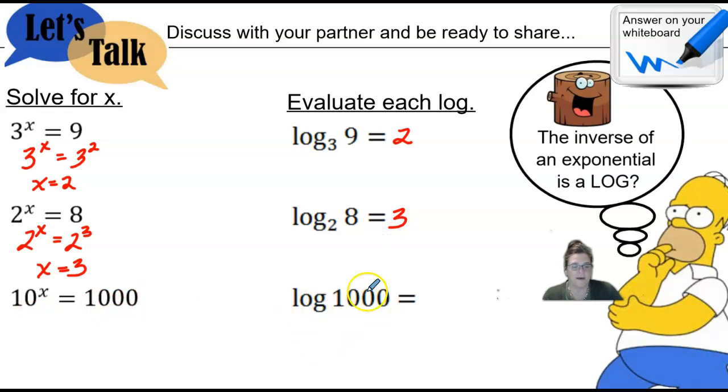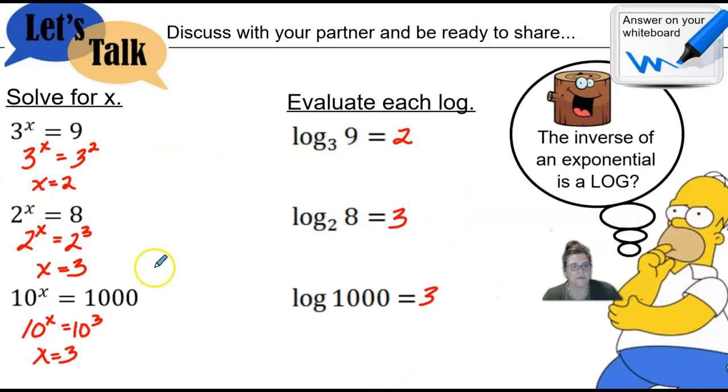Okay. When you have a logarithm with no subscript, so the log of 1,000, that's called a common log, and there's an invisible or assumed base of 10 there for the common log. So log base 10 of 1,000 is asking 10 to what power equals 1,000. So if I rewrite this 1,000 with a base of 10, 10 to the third power is 1,000, and so my exponent is 3. So the common log of 1,000 is 3.